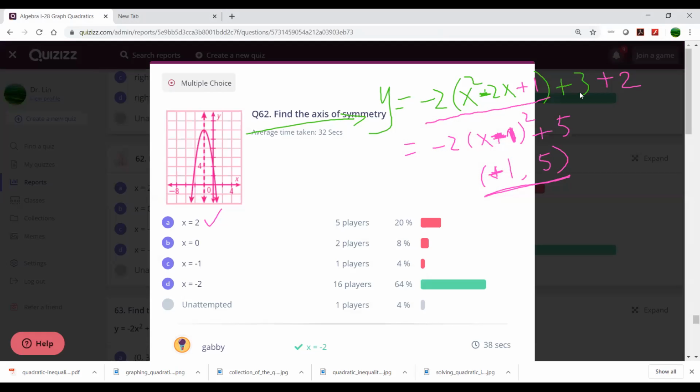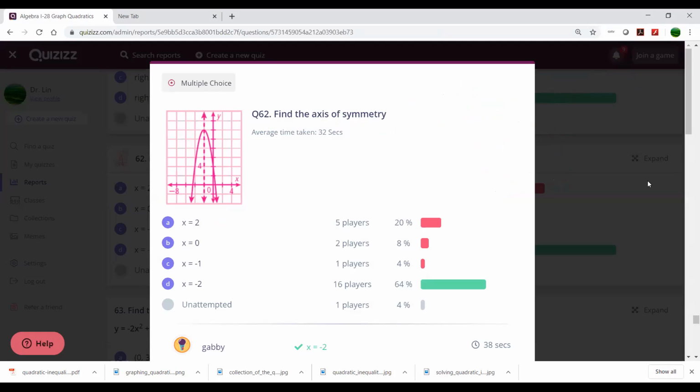62. So look, all the questions right now are the same. So let's see this one. Find the axis of symmetry. So here is 4, so each unit is 2, right? So this line I point to, the axis of symmetry, is -2, right? So that will be super easy, right? Is it correct?